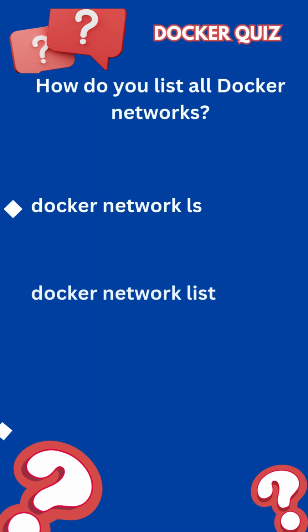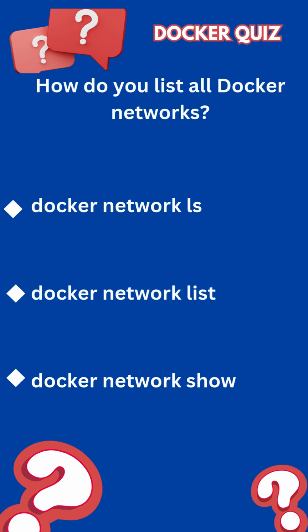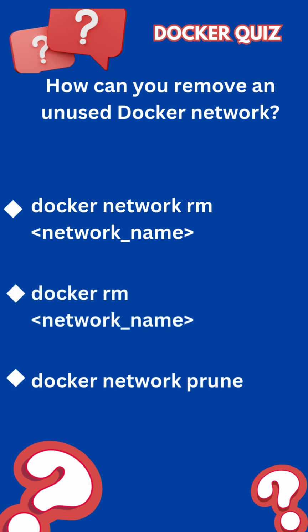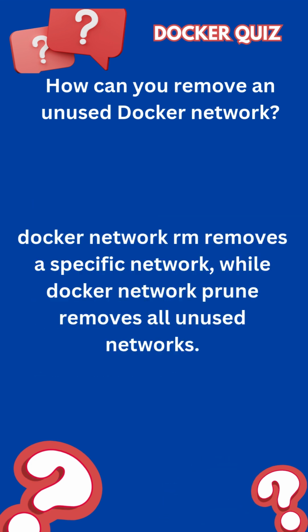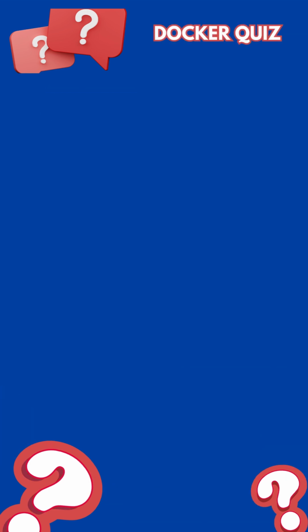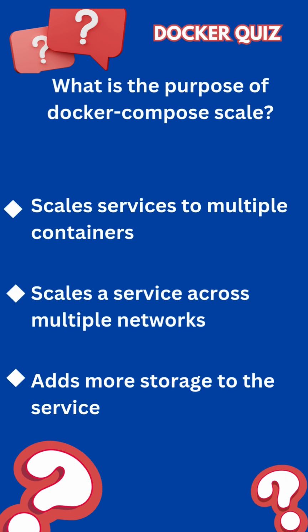How do you list all Docker networks? How can you remove an unused Docker network? What is the purpose of docker compose scale?